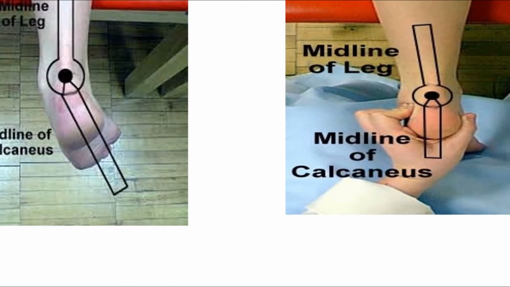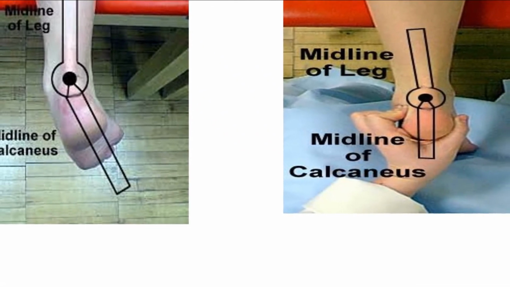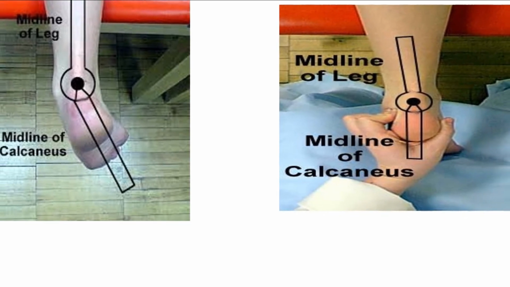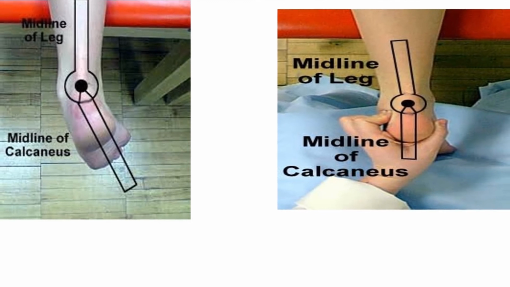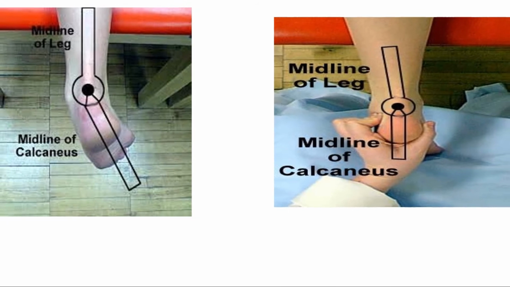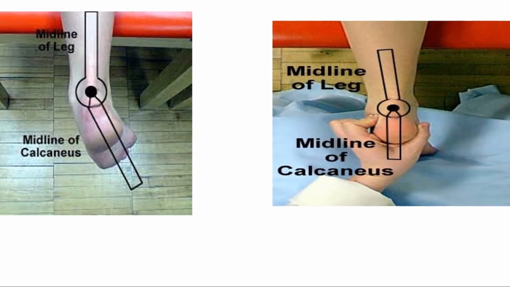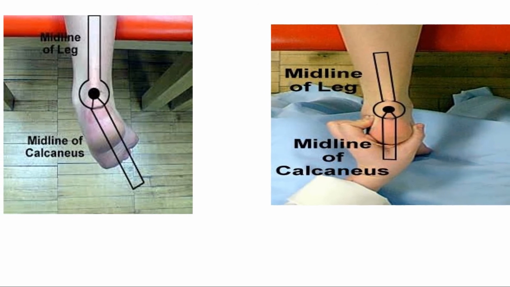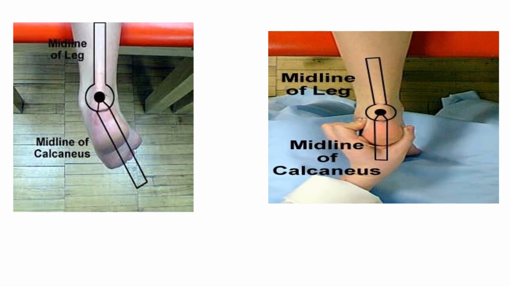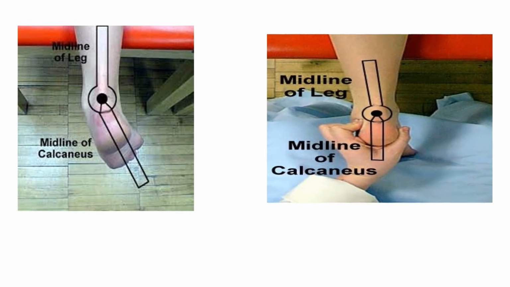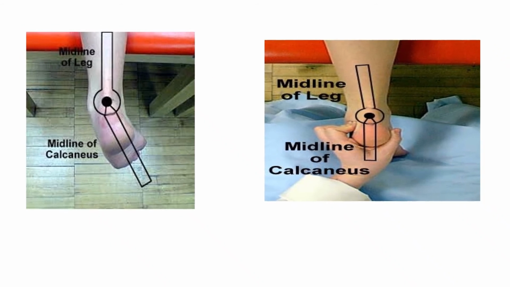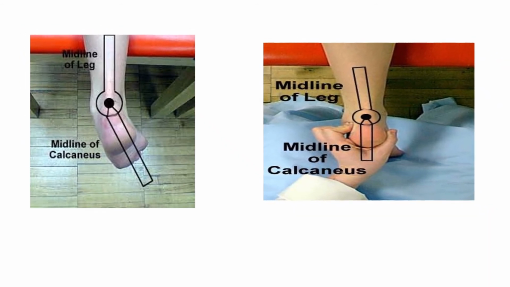Center fulcrum of the goniometer over the posterior aspect of the ankle midway between the malleoli. Align proximal arm with the posterior midline of the lower leg. Align distal arm with the posterior midline of the calcaneus. This is how to measure range of motion of subtalar inversion and subtalar eversion.